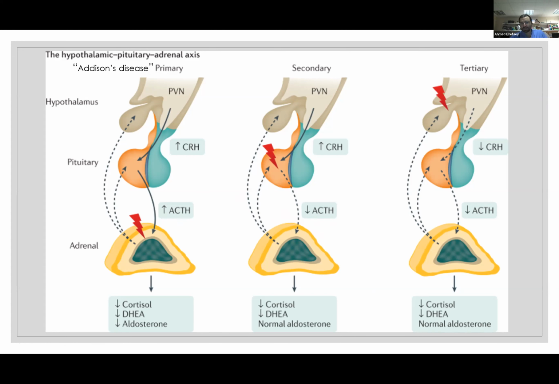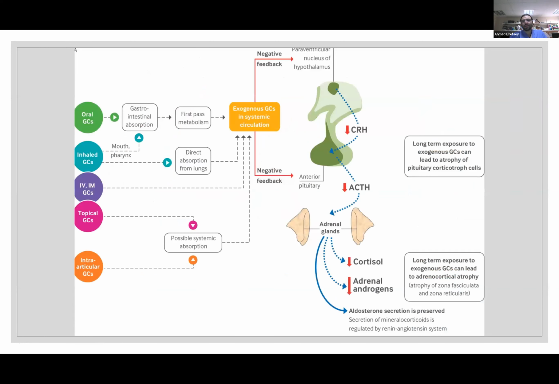But there is one more type, as we said, which is the iatrogenic type. And it actually mimics the last type, which is the tertiary, as if we don't have any stimulation coming from the hypothalamus. That's because of any source of exogenous glucocorticoids going into the systemic circulation. It can be oral, it can be inhaled, intravenous, it can be topical creams and stuff if we take them long enough, or intra-articular injections and injections that we do for pain therapy.